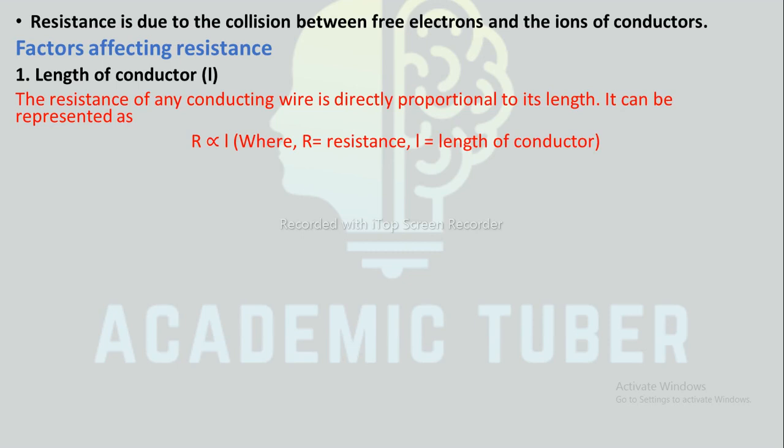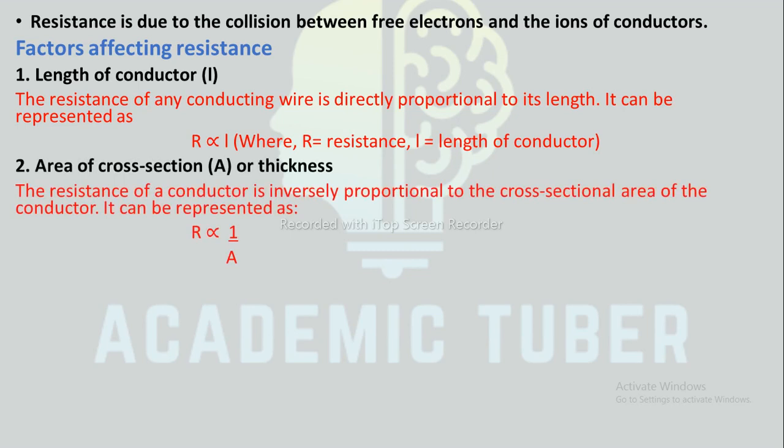That means R is directly proportional to L. That means if length of conductor increases, resistance increases, and vice versa. Cross-section area or thickness of wire. The resistance of conductor is inversely proportional to the cross-section area of the conductor, and it is represented by R proportional to 1 by A, which means that if area increases, resistance decreases, and vice versa.